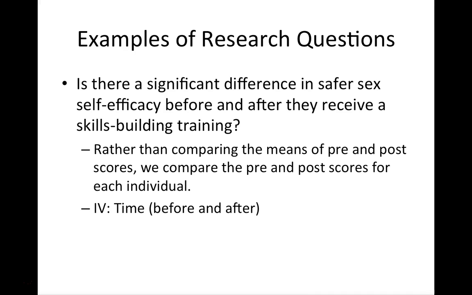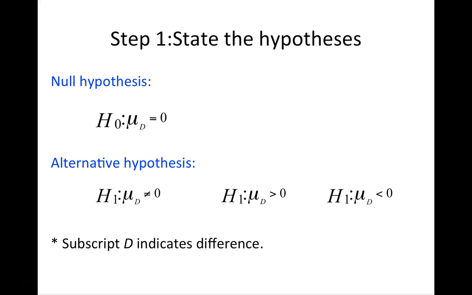So our independent variable is actually time, before and after, and our dependent variable is still the same, the safer sex self-efficacy scores. And so again, we want to state the hypotheses, but these are stated a little bit differently. We're not looking at group mean differences here in terms of pre-test versus post-test or men versus women. We're actually thinking about the difference score. So the subscript of D indicates difference. So in our null hypothesis, we would say that the difference between population means, whether that's pre or post or whatever, is 0, that there is no difference.